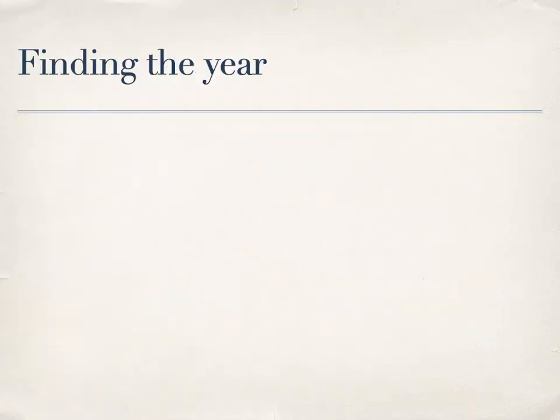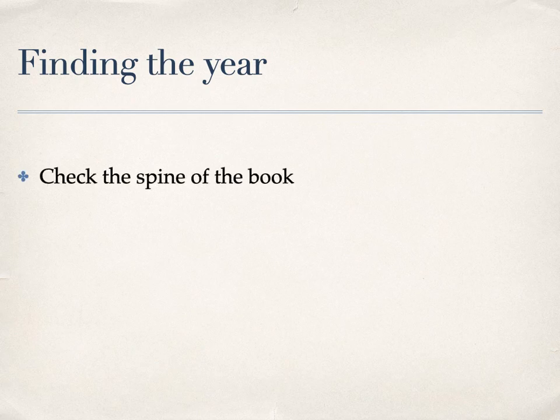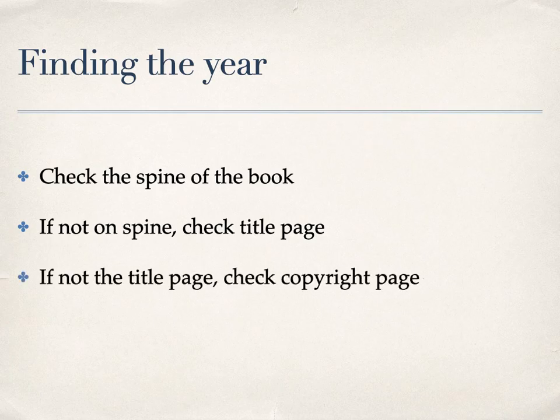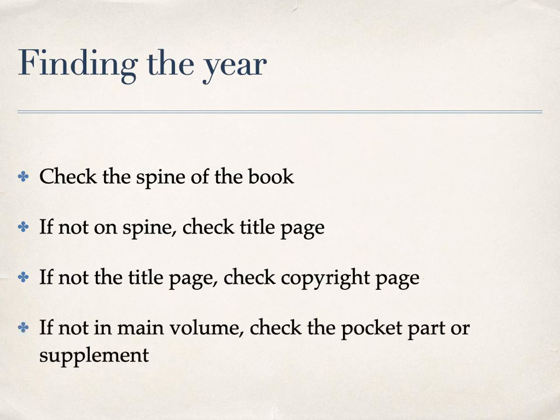We generally don't use the date of enactment in general statutory cites. Instead, we're going to look at the spine of the book. If we can't find it there, then we're going to look at the title page at the beginning of the book. If I can't find it there, I'm going to go to the copyright page. And if the provision I'm citing isn't in the main text, but instead in a pocket part or supplement, I'll check the date on the front of that supplement. We'll talk a little bit more about pocket parts and supplements in a few minutes.